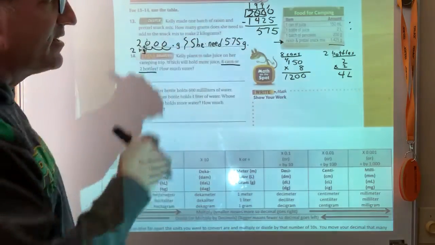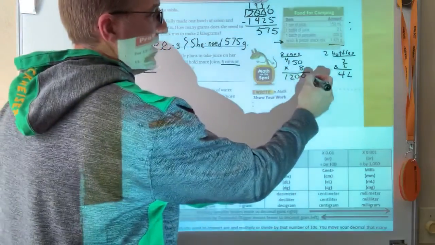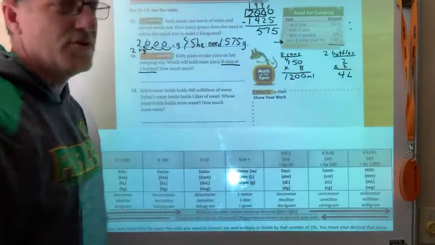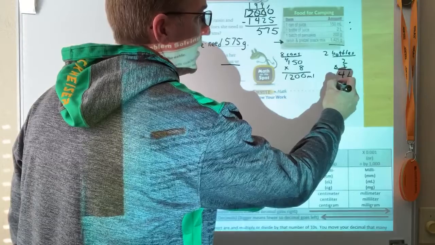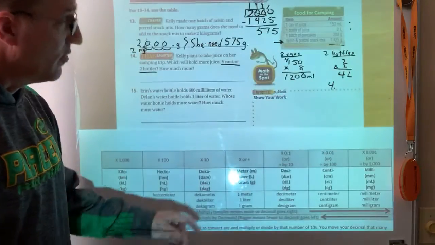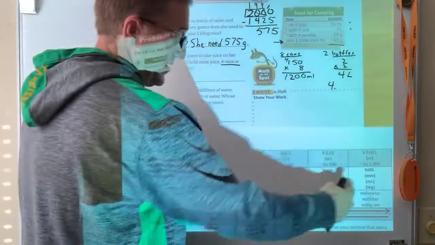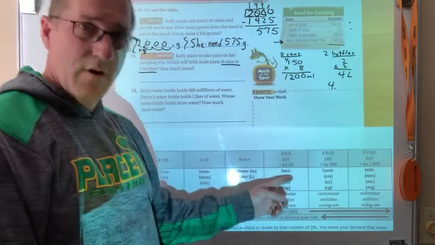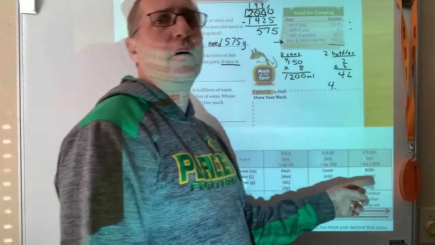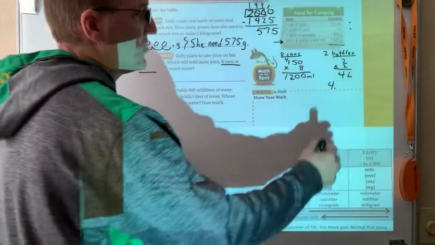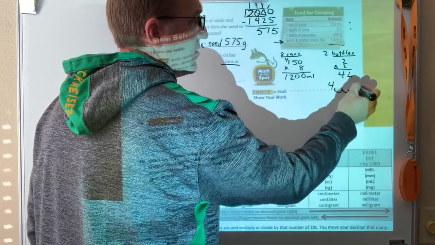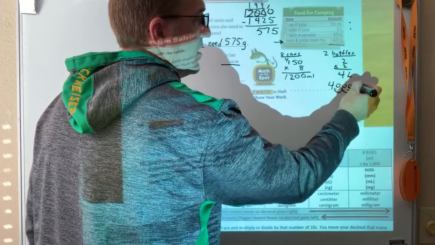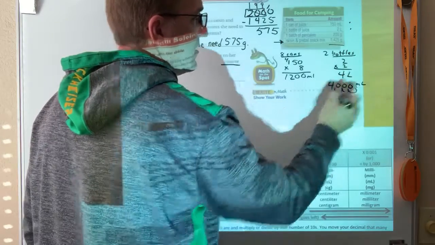So I got 4 liters. I want to convert my liters to milliliters. So I'm going to take 4 and put my decimal here. And I'm going to go from liters to milliliters. So count with me. 1, 2, 3. So I'm going to move 3 spaces to the right, in the same direction as my chart. 1, 2, 3, because I'm multiplying by 1,000. And place it here. I've got 4,000 milliliters.